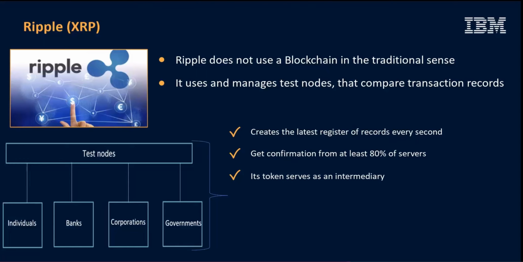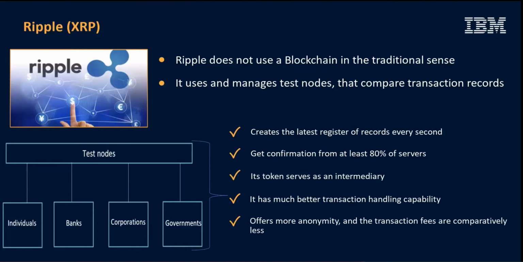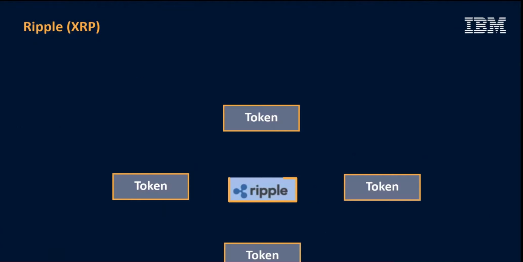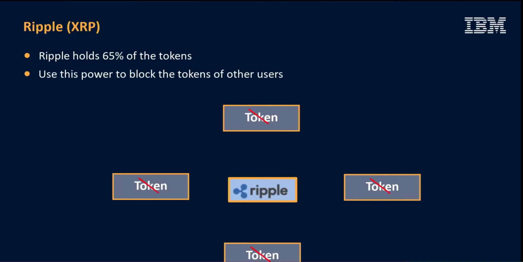Its token serves as an intermediary. It has much better transaction handling capability as compared to other blockchains. It also offers more anonymity, and the transaction fees are comparatively less. It also offers the ability to reverse transactions. Ripple holds 65% of the tokens. Thus, it can and is known to use this power to block the tokens of other users. This, however, goes against the very concept of decentralization.